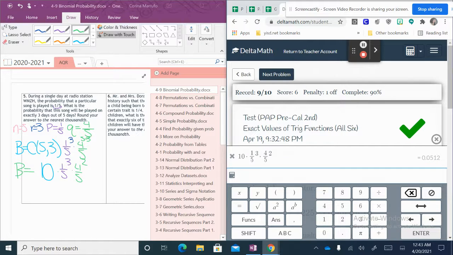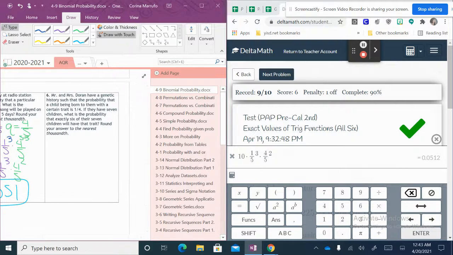And that is going to give me b equals 0.0512. So if I round to 3 decimal places, it would just be 0.051. Okay, the last example. So here it says Mr. and Mrs. Doran have a genetic history such that the probability of a child being born to them with a certain trait is 1 out of 4. So my probability right here is 1/4. So now the probability of not is going to be the other 3 out of the 4.